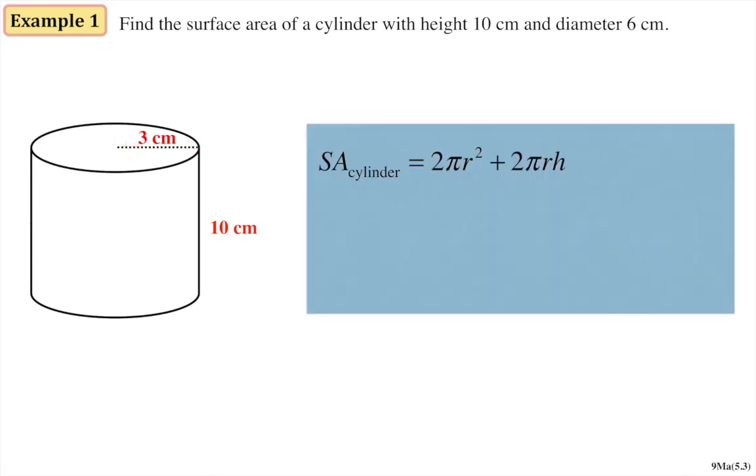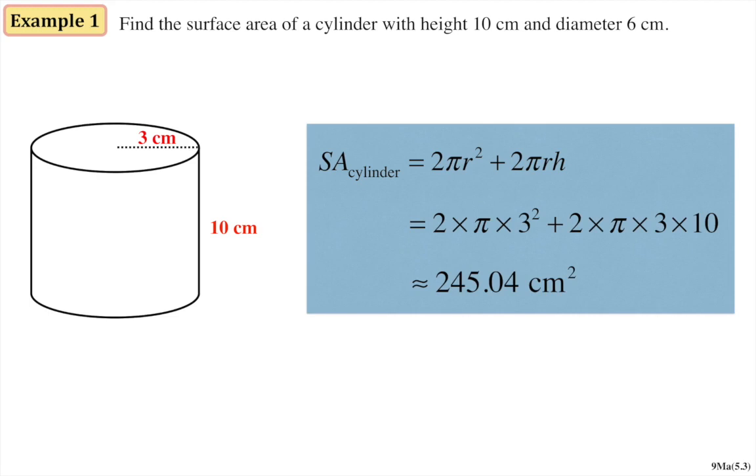Three lines of working. Formula. What I type into the calculator. An answer. And so there are your values. In this case, the surface area of the cylinder, because we know the radius is 3 and the height is 10, turns out to be 245.04 centimetres squared if I round to 2 decimal places. And remember, that sign there means approximately equal to. It's telling me that I have rounded it to 2 decimal places.